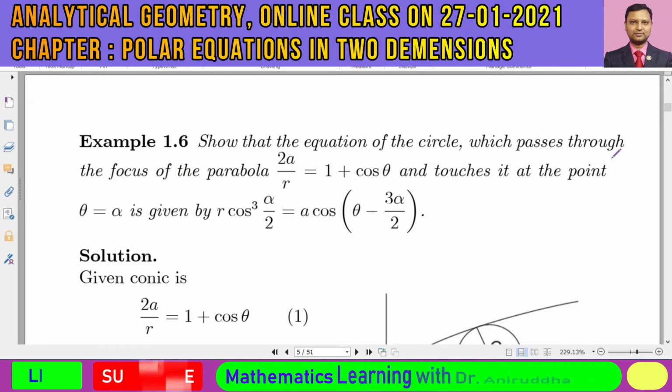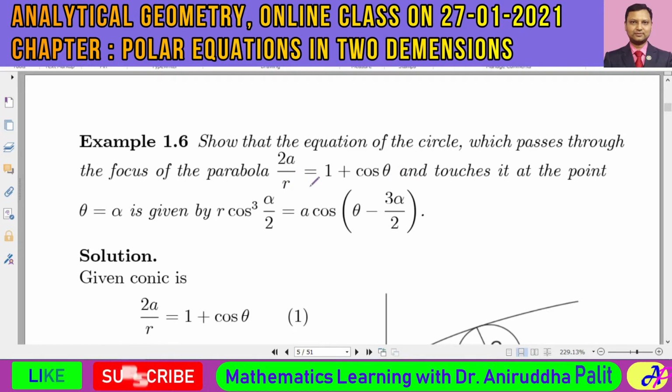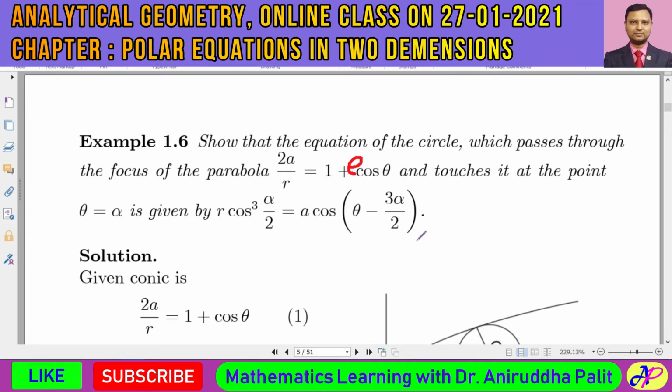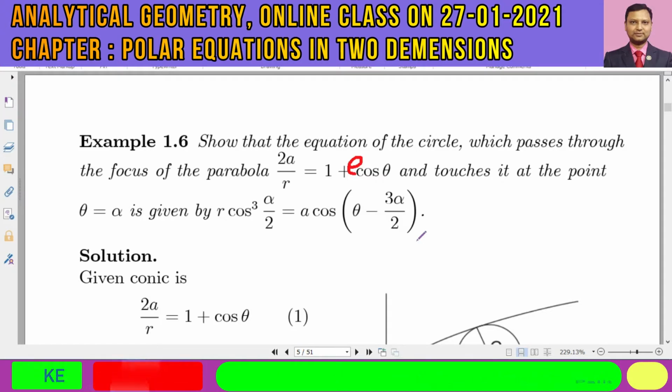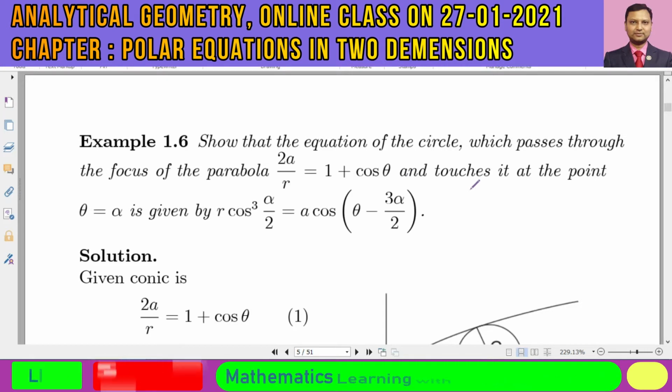It says that show that the equation of the circle which passes through the focus of the parabola 2a divided by r is equal to 1 plus cos theta. You see over here e is equal to 1. No e is present, so we can say that e is equal to 1. So this is a parabola. Twice a by r is equal to 1 plus cos theta.